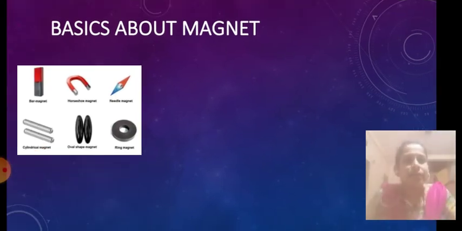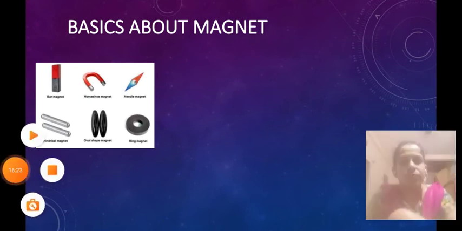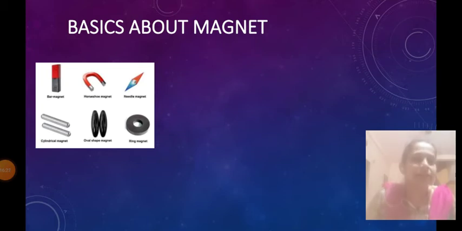Fine. Then you have already also studied that a magnet has two poles, and these two poles can never be separated. So it always has a dipole.